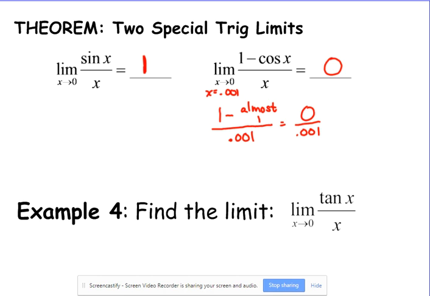memorize these two limits. The limit as x approaches 0 of sine of x over x is 1. The limit as x approaches 0 of 1 minus cosine of x over x is 0. Just memorize them, put them on a flashcard, memorize them.